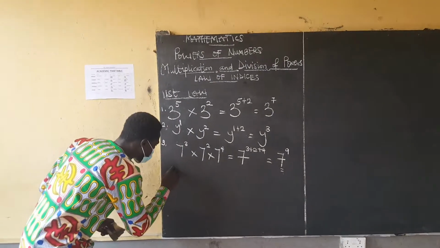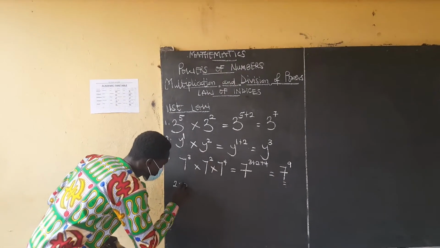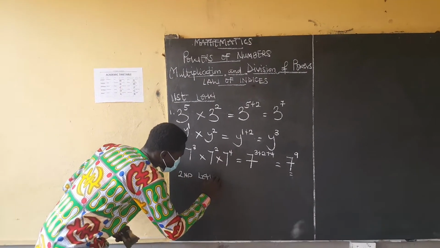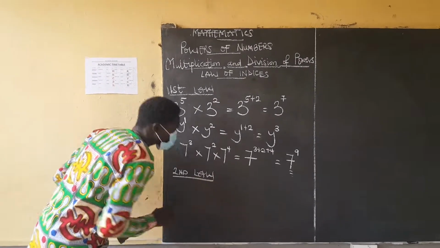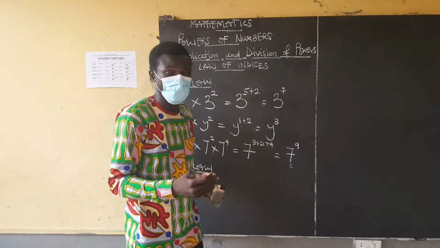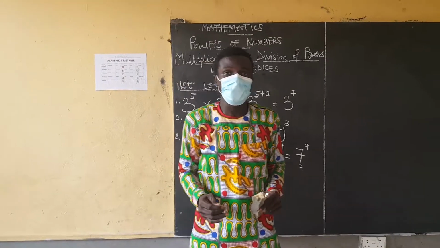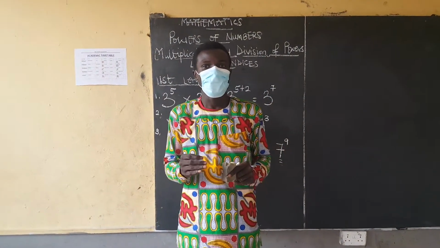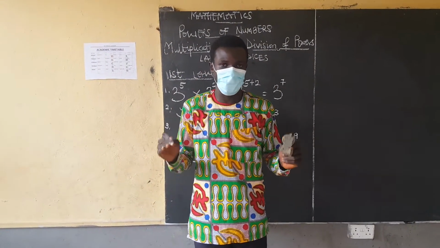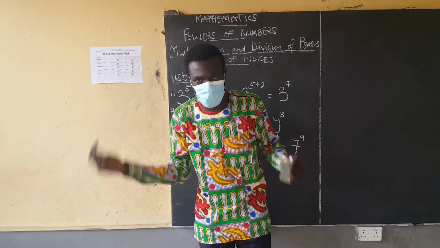Now let's look at the second law of indices. The second law is also saying that if you are dividing and the bases are the same, subtract the powers.